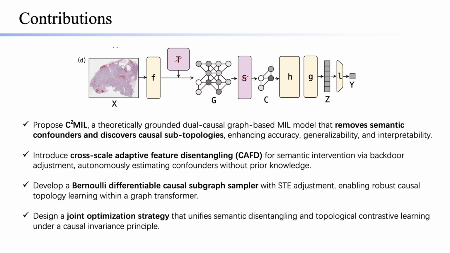We propose C2MIL, which is built on four main ideas. First, it introduces a dual causal framework that removes semantic confounders and identifies causal subgraphs relevant to survival. Second, we design CAFT, an adaptive module that disentangles semantic bias without the need for prior knowledge. Third, we develop a Bernoulli differentiable subgraph sampler, allowing stable and efficient learning of causal subgraphs. Finally, we bring all components together with a joint optimization strategy, ensuring they interact coherently under a unified causal principle.